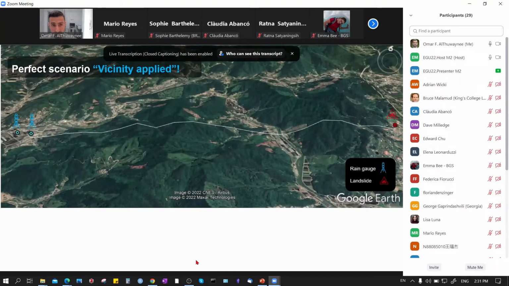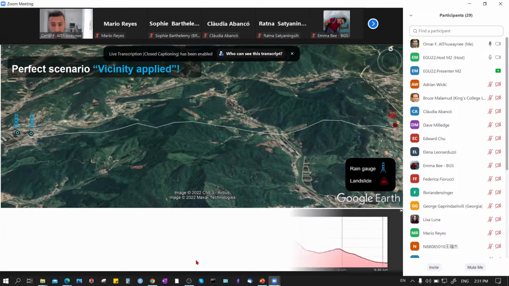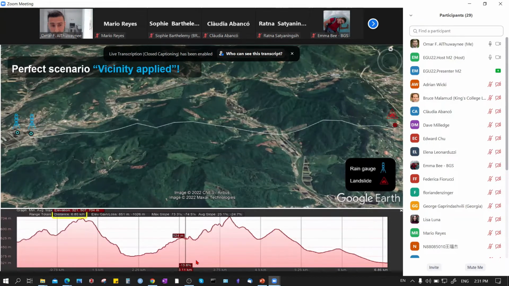Also here we see that vicinity is applied: on the right side is the landslide, and on the left side we have the rain gauges. Next, please. Also, you can see here that the variation in distance and in elevation is not that drastic.